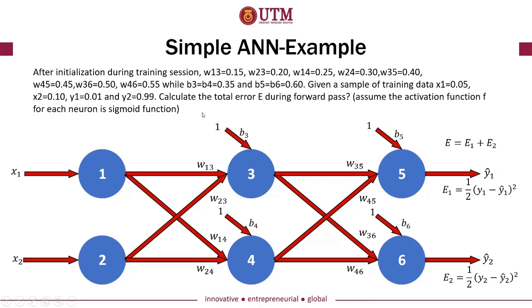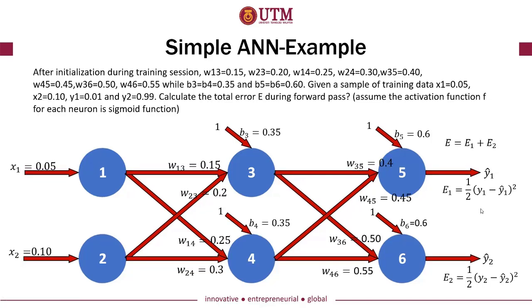So what is meant by total error? You need to remember that if you have two outputs like this, the total error should be the total of the error that happens at output 1 and the error that happens at output 2. Then you total up, that is the total error. But let's say if your architecture has only one output, that means the total error should be only the error that happened at that output. Okay, so then again you need to do what you need to do.